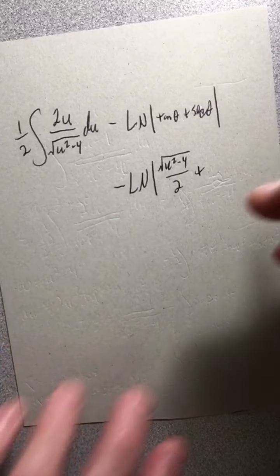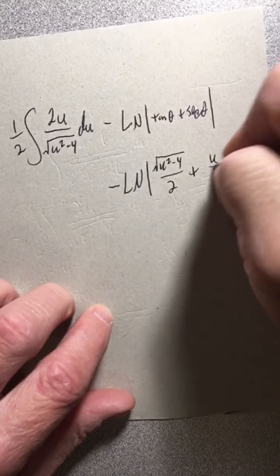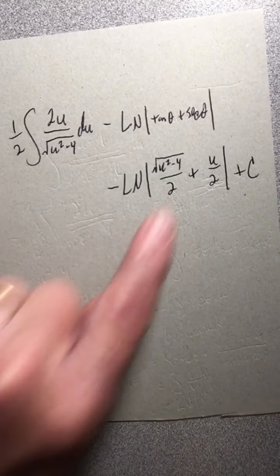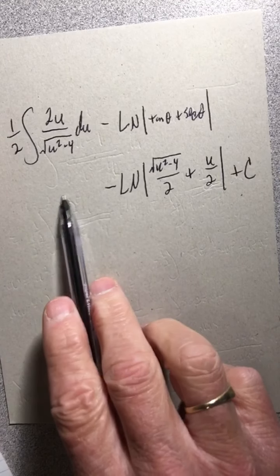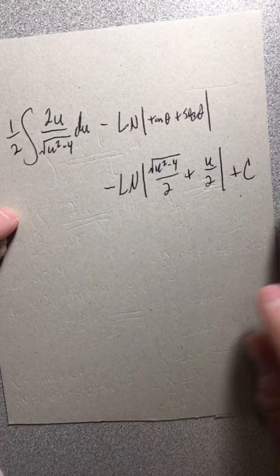Plus secant theta. What's secant theta? Well, remember, we already have that. It's u over 2. And then don't forget your plus c. Now, this combined with whatever the antiderivative this turns out to be, and maybe I should do it, but I don't think it's worth the time of the video, is going to be the answer.